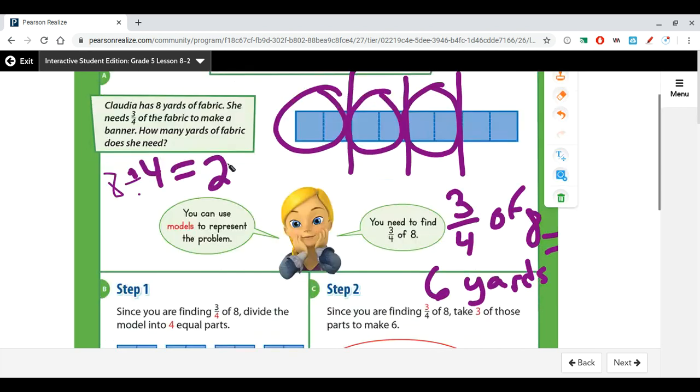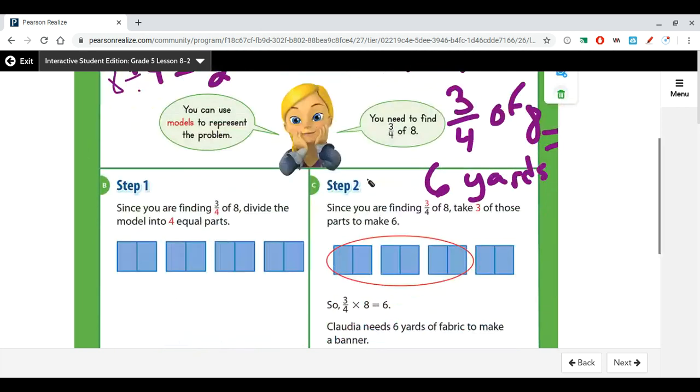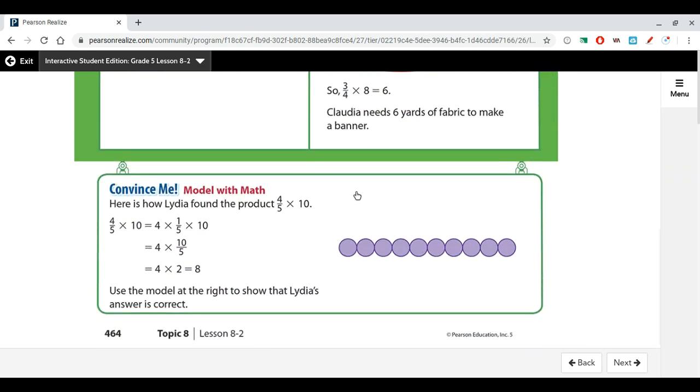Okay, and so if we go down, you can see that I did the same thing. Instead of breaking the model apart, I just drew a line to separate them out. So, okay. Take a look at our convince me. It says, here's how Lydia found the product of 4/5 times 10. So 4/5 times 10 equals 4 times 1/5 times 10. So right here, if you recall from yesterday, this is our associative property. We took the 4 from the numerator, pulled it out, and then multiplied it by 1/5. And then we did 4 times 10 fifths, which equals 4 times 2 equals 8. So we're going to use the model to show that Lydia's answer is correct.